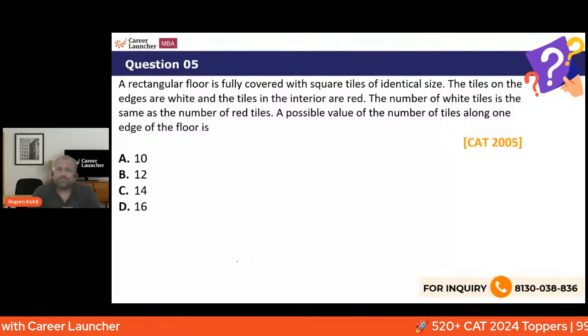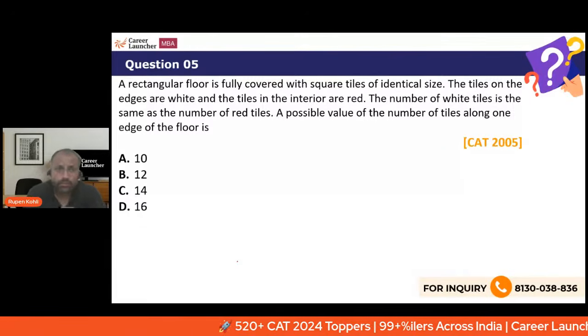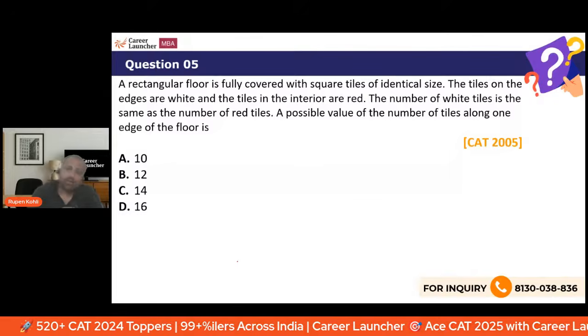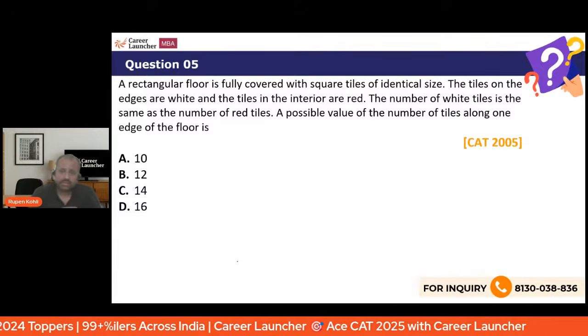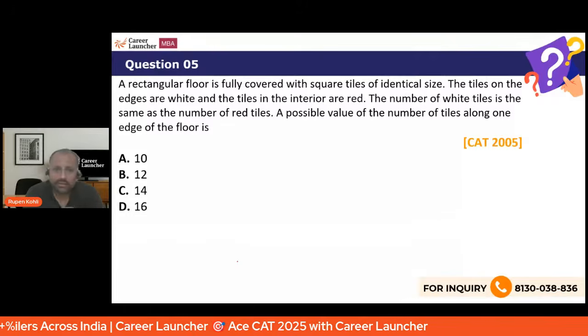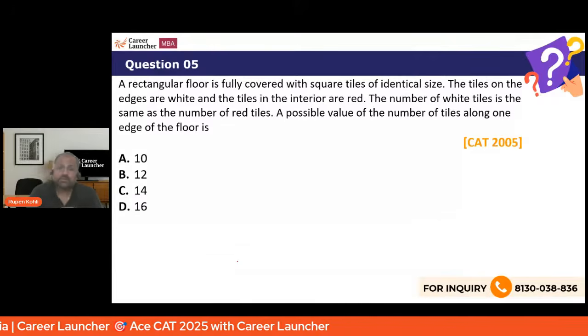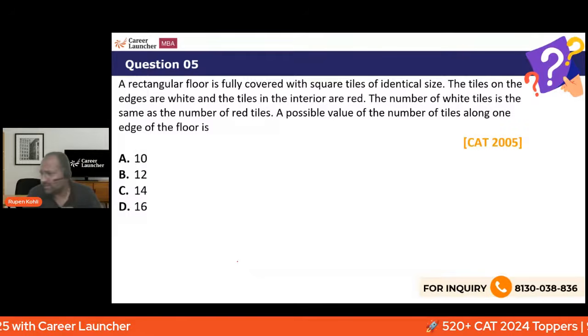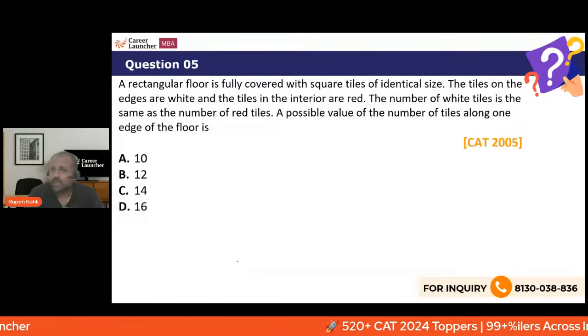Some aspect of geometry is also involved in here, because we're talking of a rectangular floor. A rectangular floor is fully covered with square tiles of identical size. Okay, so I can imagine just the way typically our rooms are built with tiles.